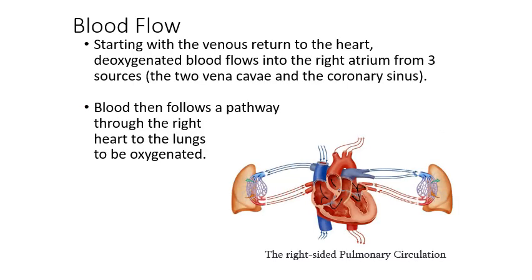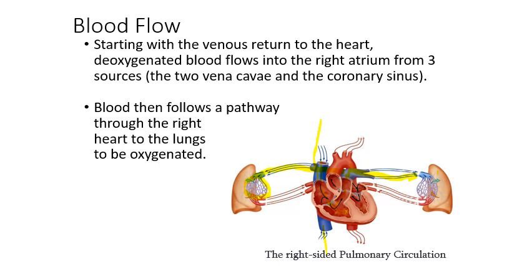All right, so here's what the pulmonary circulation looks like. So again, we're bringing deoxygenated blood into the right atrium through the superior and inferior vena cava. That blood is then going to go from the right atrium through the tricuspid valve into the right ventricle. It's then going to get pushed out through the pulmonary semilunar valve to the pulmonary trunk. Pulmonary trunk then separates into the left pulmonary arteries and the right pulmonary arteries. And that's going to take us to the lungs.